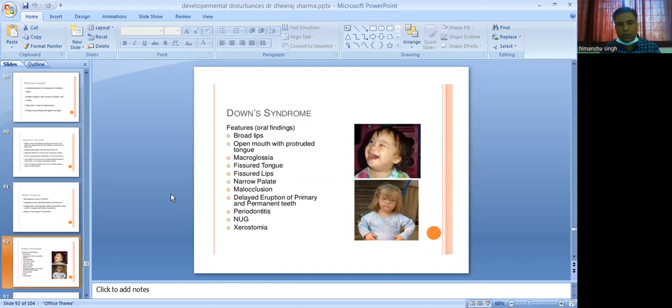As you can see in this photograph, the clinical features of the oral findings include broad lips, open mouth with protruded tongue, macroglossia, fissured tongue, fissured lips, and narrow palate. There is delayed eruption of primary and permanent teeth, periodontitis, and the rest of it.